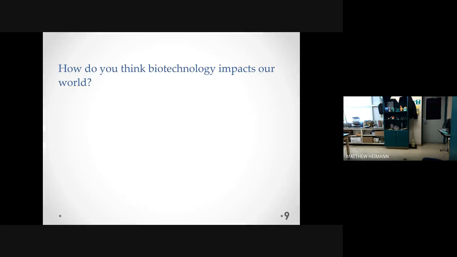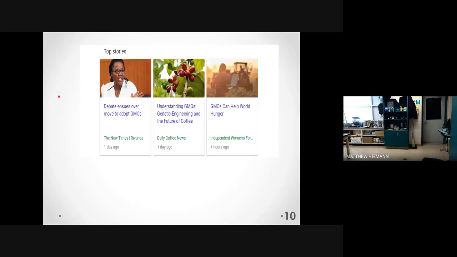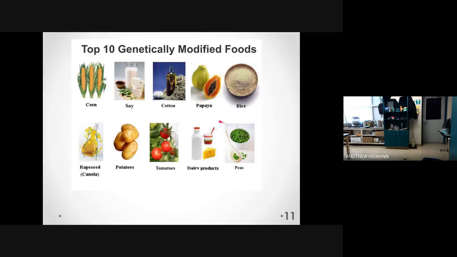Why study biotechnology? All right, how do you think biotechnology impacts our world? Look at some of these things. Debate ensues over a move to adopt GMOs, understanding GMOs, genetic engineering, and the future of coffee. GMOs can help world hunger. Interesting. Top 10 genetically modified foods: corn, soy, cotton, papaya, rice, peas, dairy products, tomatoes, potatoes, and rapeseed or canola oil.